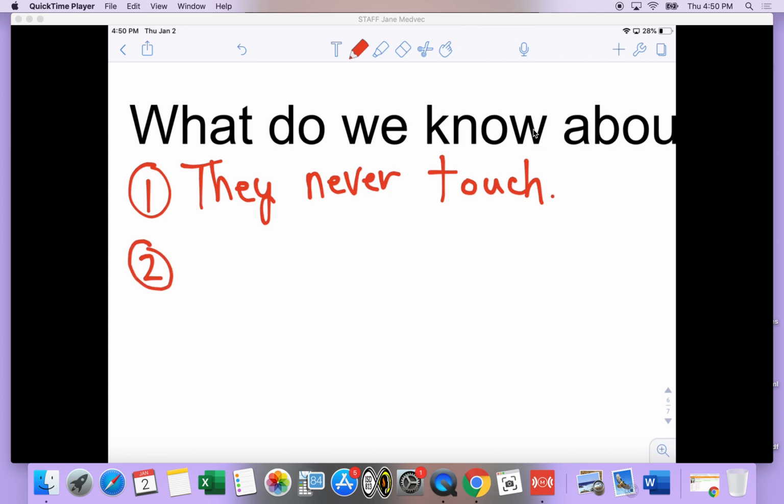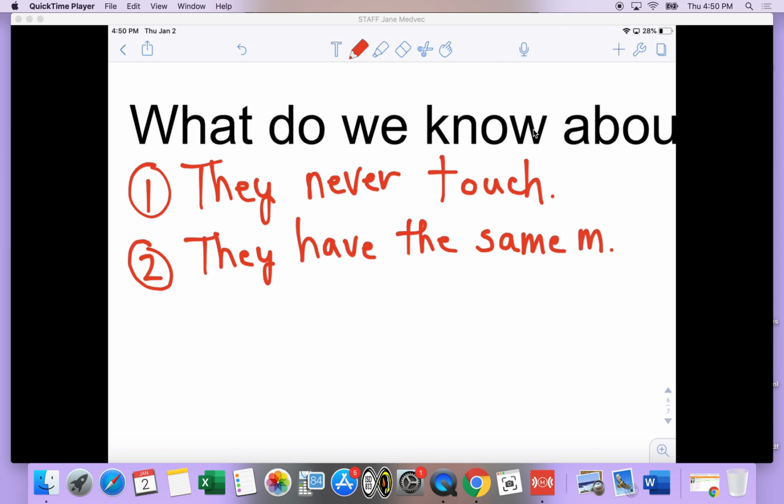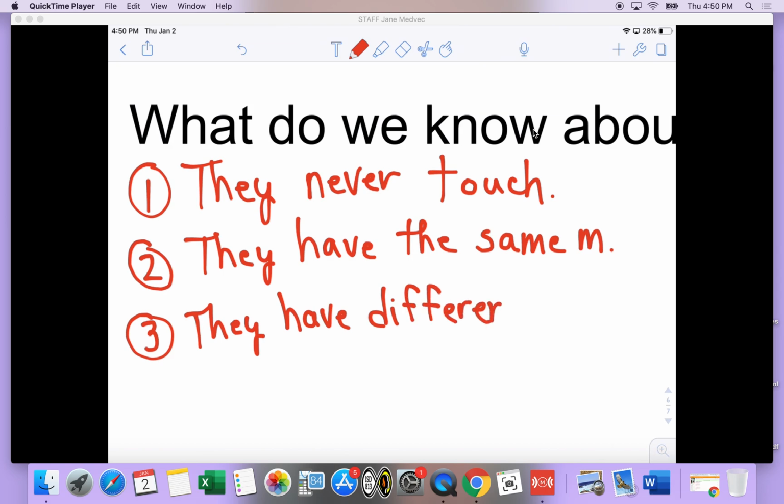Another thing that we know about parallel lines is they have the same m, or the slope. And the third thing we know, they have different b's, or y-intercepts. And that's key. These are going to have the same m, or slopes, and they're going to have different b's, or y-intercepts.